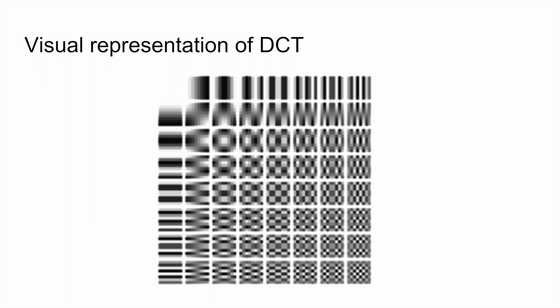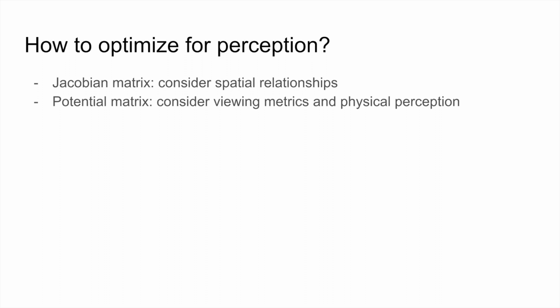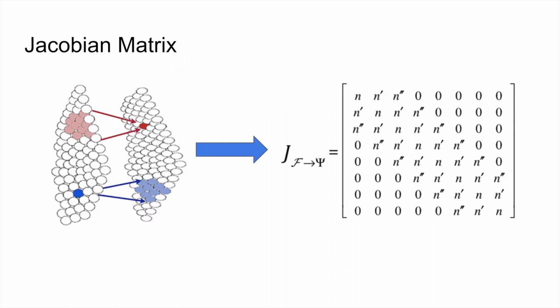Here's a visual representation of the 8x8 case. As you can see, the representation of the lowest frequency two-dimensional waveform is in the upper left, and the highest frequency is in the bottom right. As I mentioned before, though, what we really want is a transformation that represents the spatial relationships between neighboring pixels. This can be accomplished in several steps.